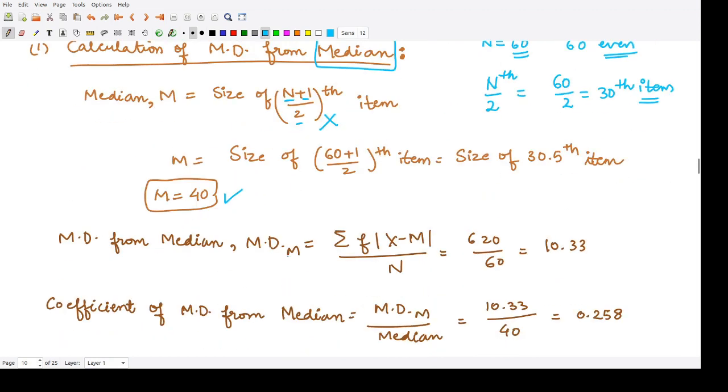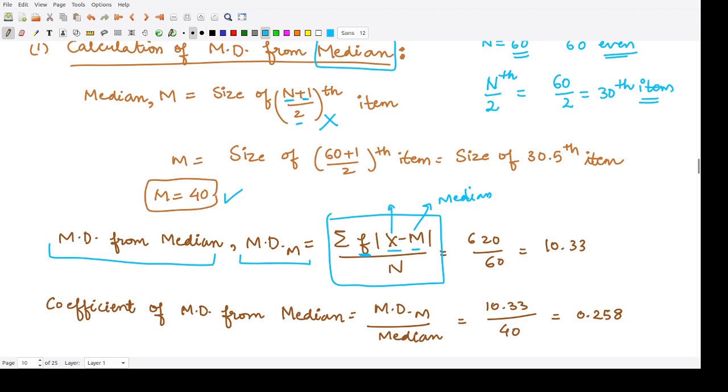Now we are interested to calculate the mean deviation from median. Its notation is this one and the formula is this one. Summation. Now I have noticed that I have also written f here. So frequency multiplied by the modulus of x minus M. M is the median.